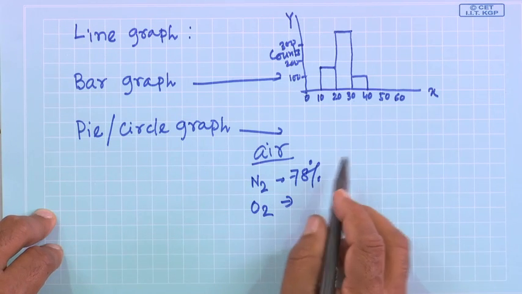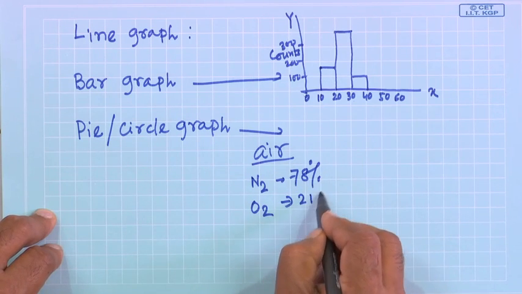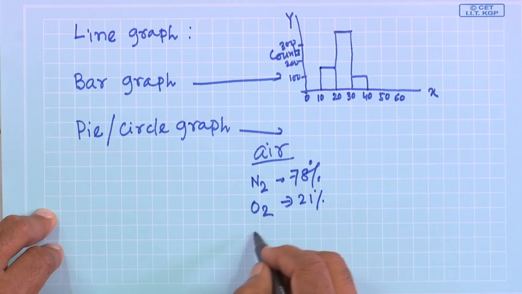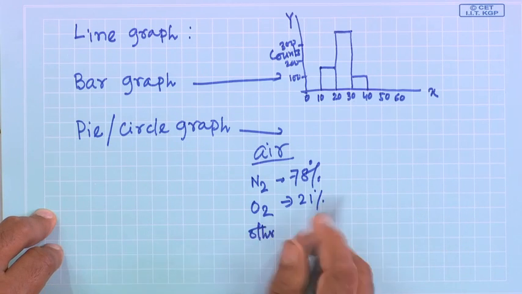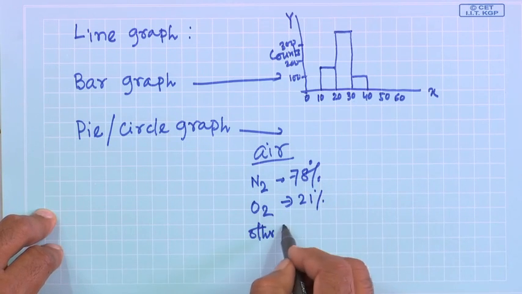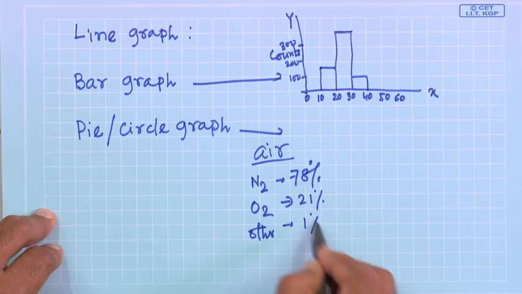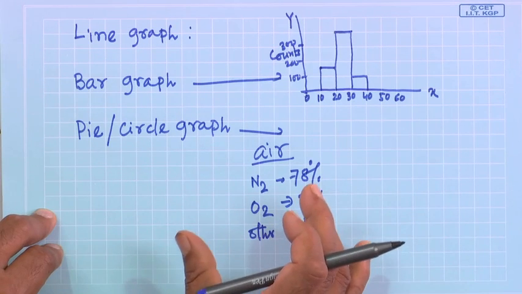Oxygen gas is around, say, 21%, and this other gas, argon, is around 1%. Okay. So, you are representing the different components in air, the different components in proportion. So, these are the parts, portions, components. Okay. So, how much is it?